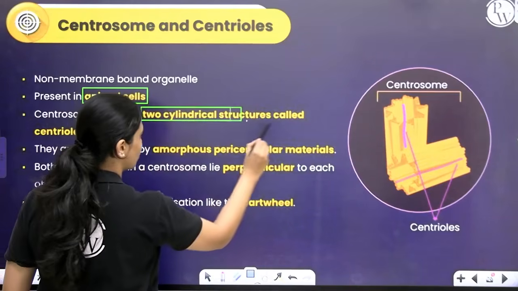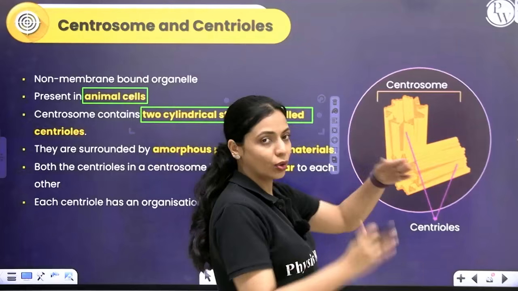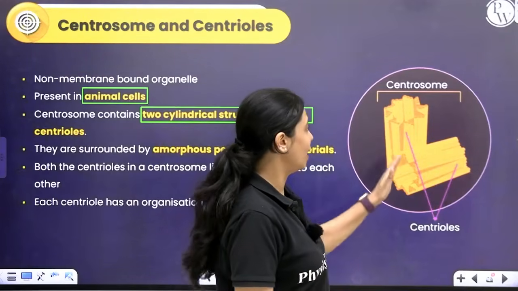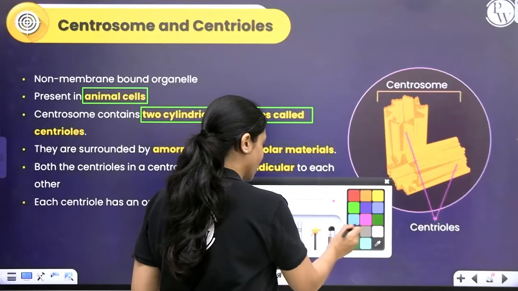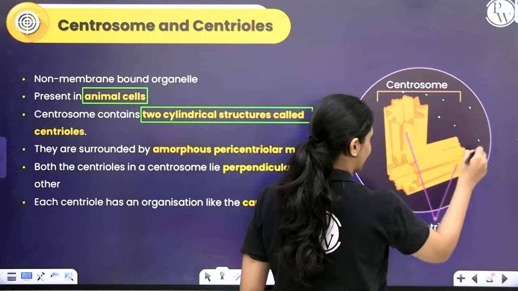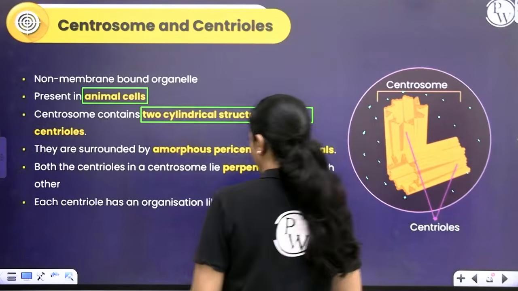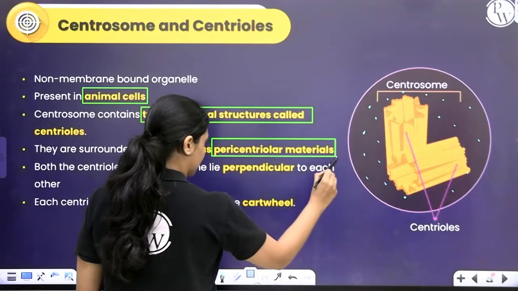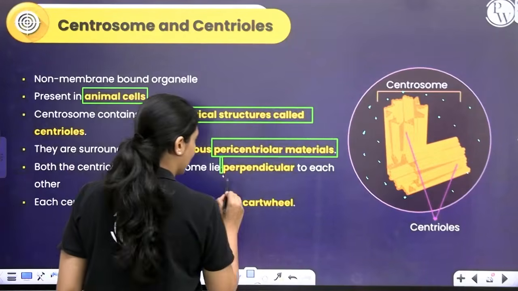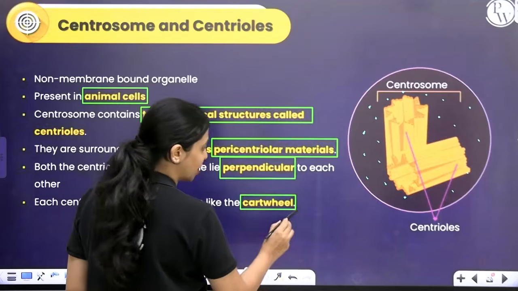It contains 2 cylindrical structures. Each one is a centriole. Together, both of them is called the centrosome. Apart from the centrioles, the centrosome also has certain amorphous material surrounding it, which is called the pericentriolar material. Centrioles lie perpendicular to each other. Its arrangement also is like the cartwheel.